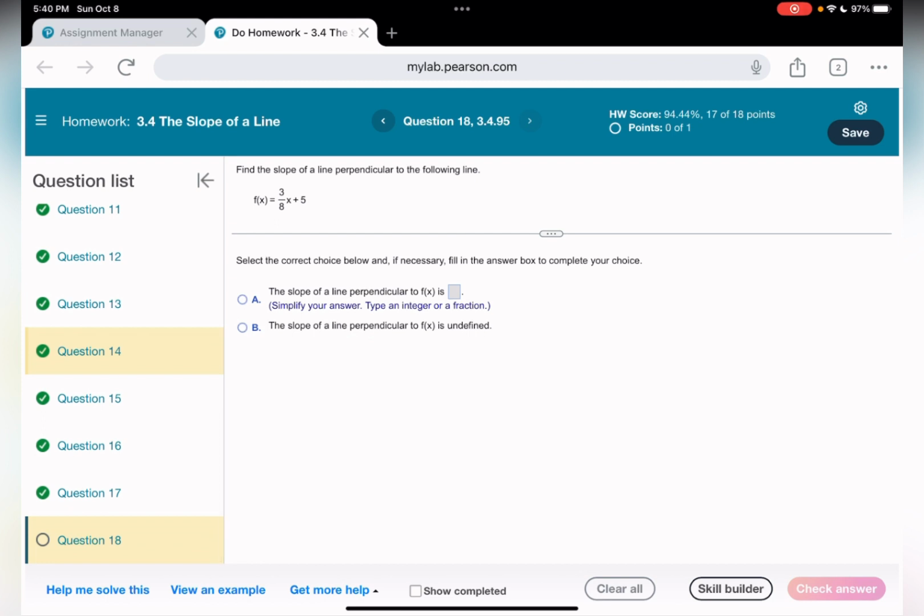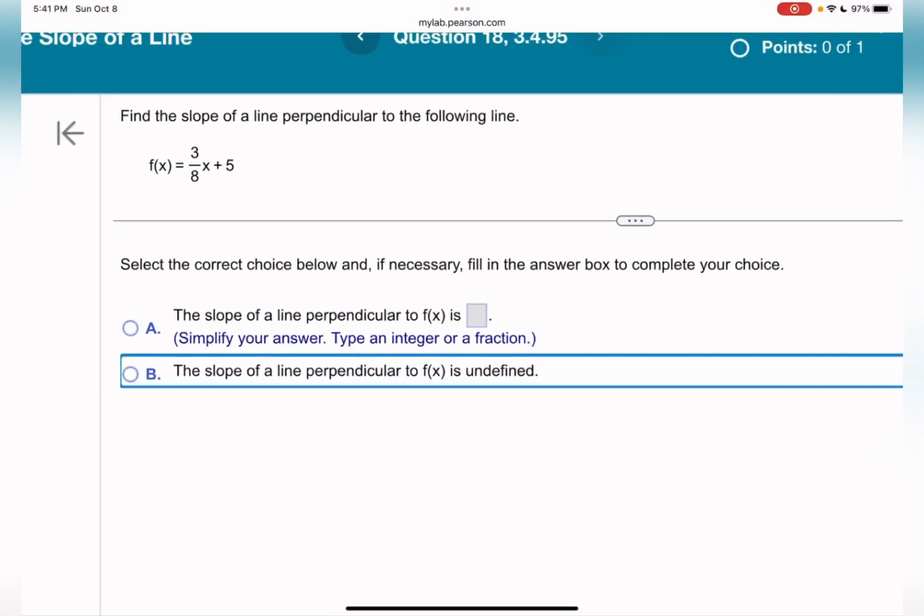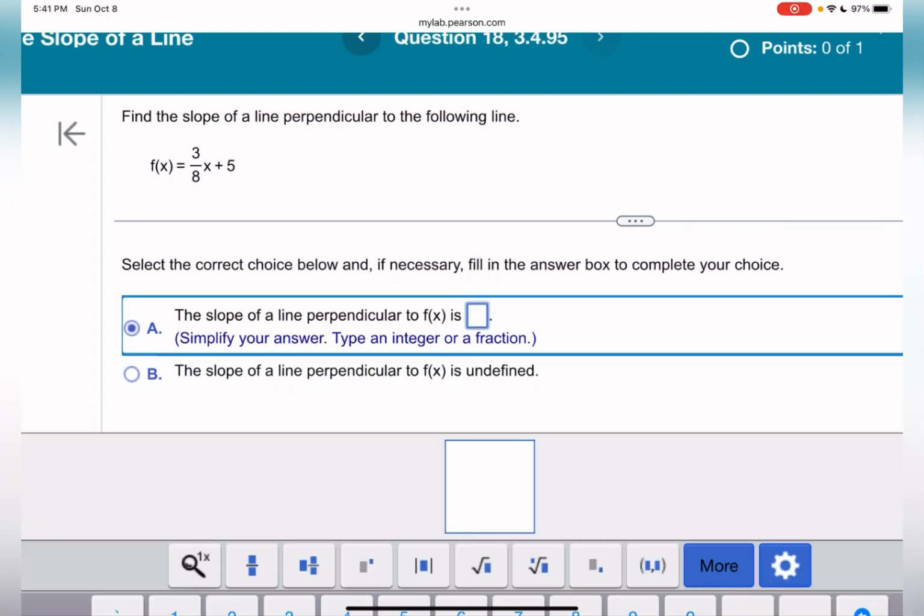What is happening? I should have one more question with perpendicular. Yeah, perpendicular, the last one. The slope of the line perpendicular. So the slope for this equation is 3 over 8. That means for a perpendicular line, we're going to have the reciprocal. It's going to be negative 8 over 3, right?